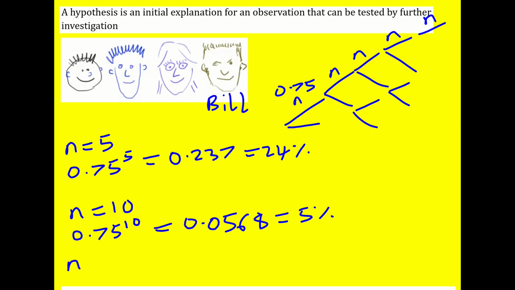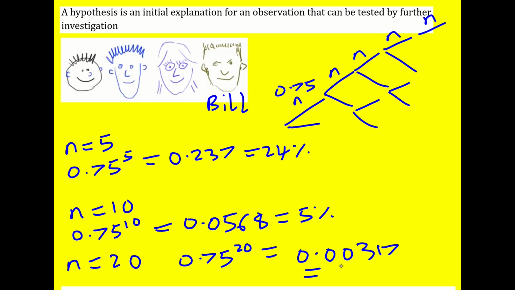And if we take it further, let's say after 20 goes, he's not been picked. Well, we're going to end up squaring our last result, and that's going to be really small. So if he hasn't been picked after 20 goes, you'd definitely be mega suspicious because it's 0.00317, which is actually going to be 0.3%.